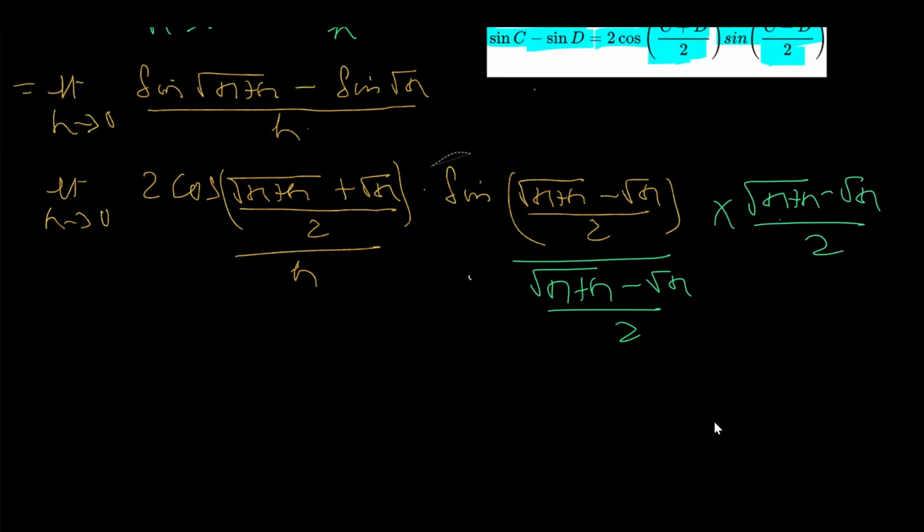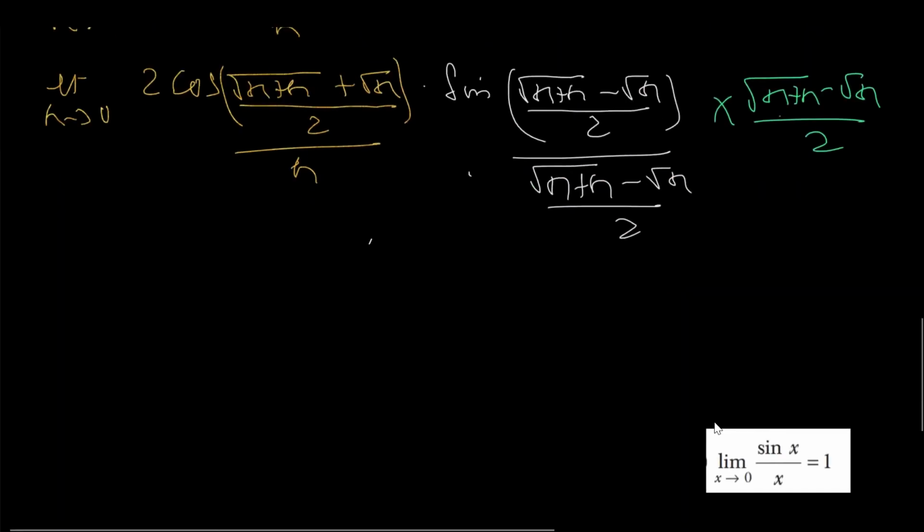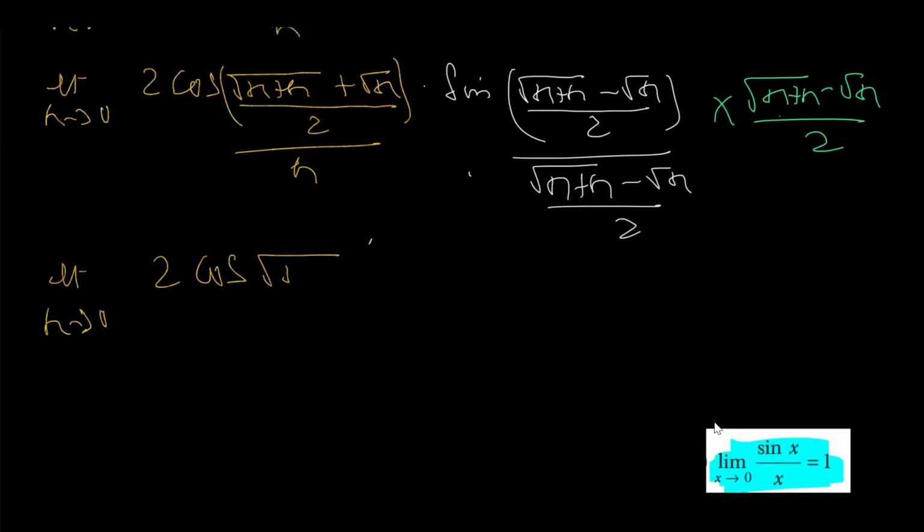Now just check for this part. Here by applying the formula, that is what we know as this. That is sin x over x for limit x tends to 0 is 1. So this will become 1. So writing the other part, this is limit h tends to 0 of cos((√(x+h) + √x) over 2), that whole divided by h over here.